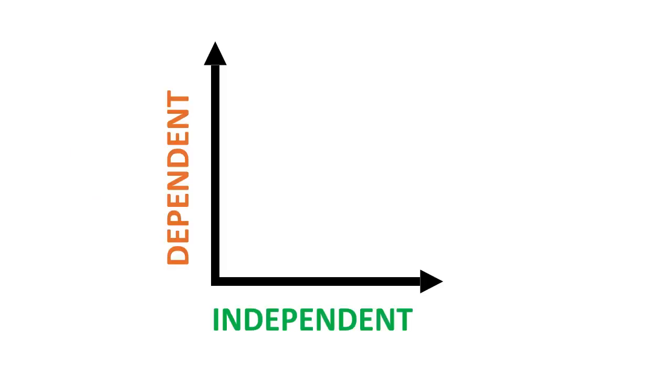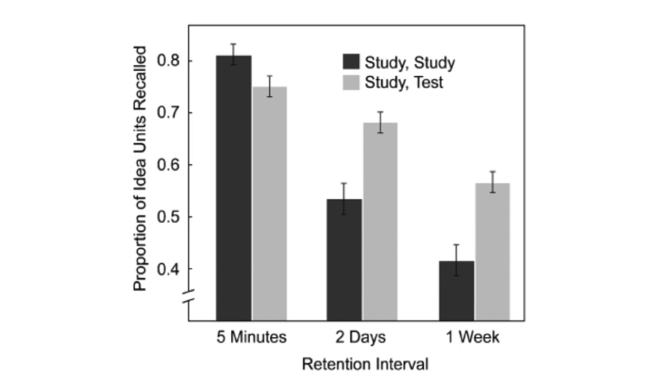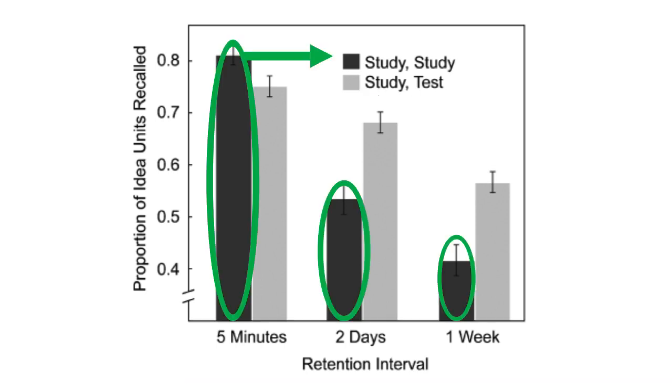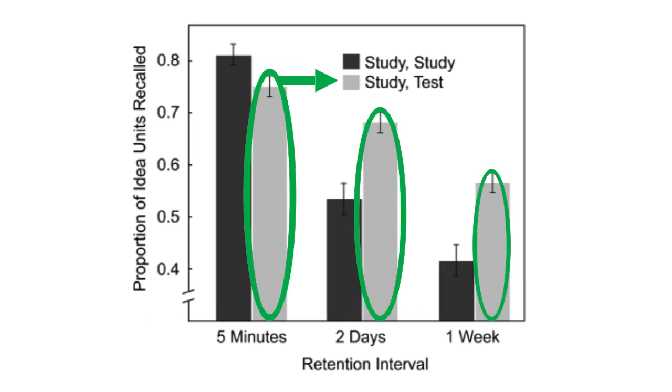On a graph, we usually place the independent variable on the horizontal axis and the dependent variable on the vertical axis. However, in this experiment, we have two independent variables. In this case, the researchers chose to put retention interval on the horizontal axis and represent learning condition by using color. The dark gray bar for each retention interval represents the study condition, where participants read the passages and then reread them again. The light gray bar represents the study test condition, where participants read the passages and then took a practice test.